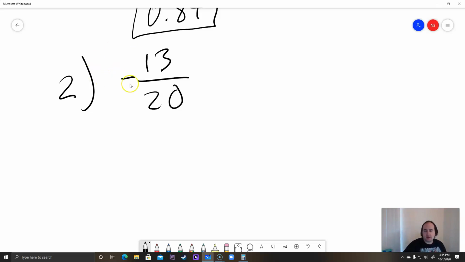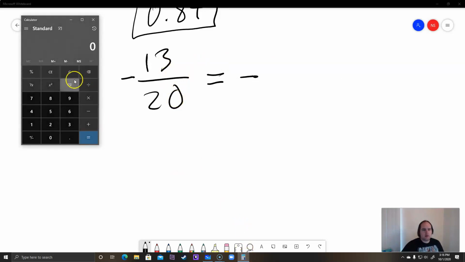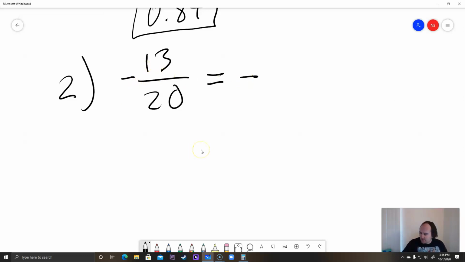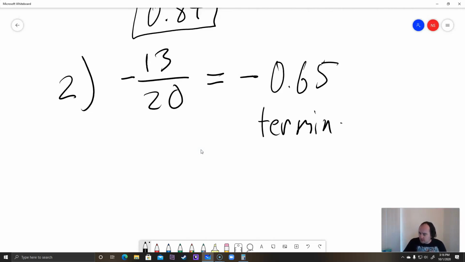Remember, if you have a single minus, that means that your answer is going to be negative. If you have two minuses, they cancel out and become positive. But if you just have one minus, that means your answer is going to be negative. And then 13 over 20, we can just go to our calculator and type in 13 divided by 20. And that gives us 0.65. But remember here, because there's a minus out front, it's actually going to be negative 0.65. And this is another example of a terminating decimal. It's called terminating because it ends.